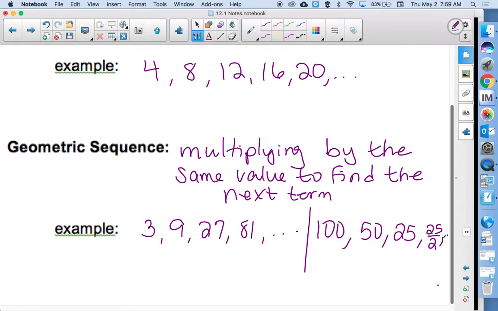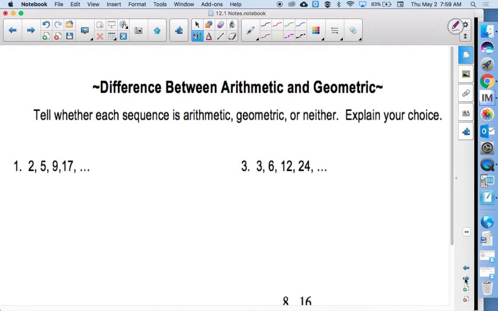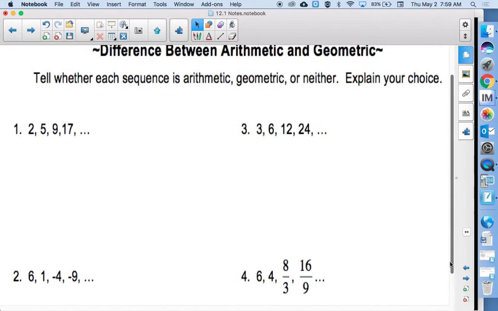So there are 4 problems at the bottom for you to identify if it's arithmetic, adding or subtracting, or geometric, multiplying. And then it says explain your choice. The option could be neither as well, because maybe it's not one of those. So just look at those 4 and see if you can figure out, are you adding or subtracting the same number to get to the next term? Or are you multiplying by the same number to get to the next term? And again, it has to be the same number each time.